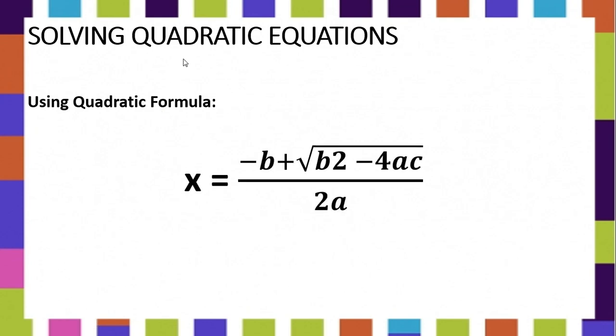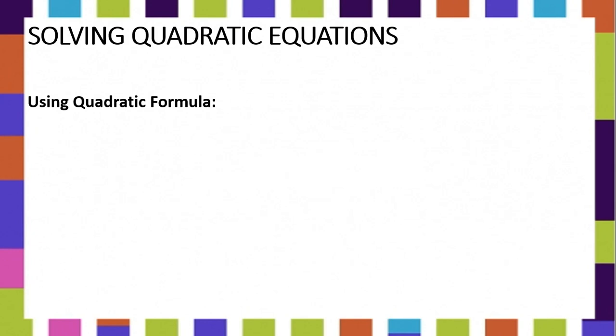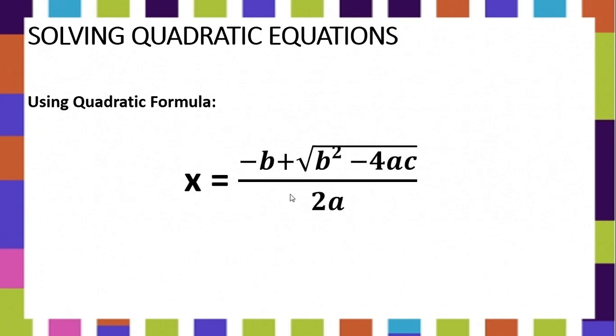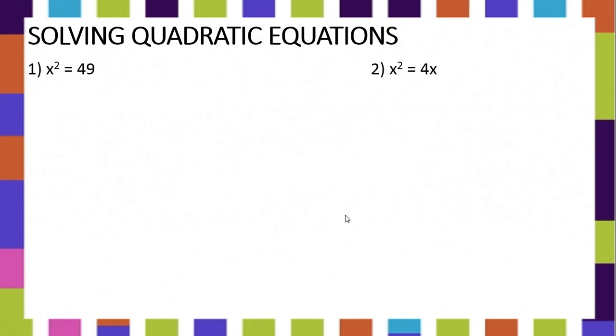X is equal to negative b plus or minus square root of b squared minus 4ac, divided by 2a. Okay, yun yung quadratic formula. Kaya madali lang gamitin ang quadratic formula. Ayan. Una natin gagawin, ayan.